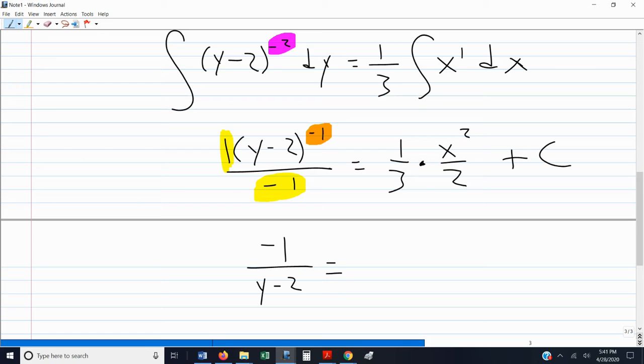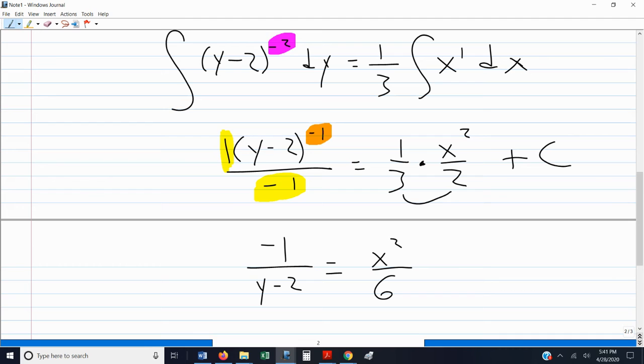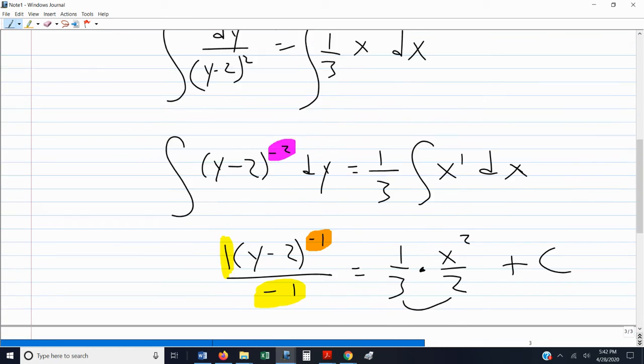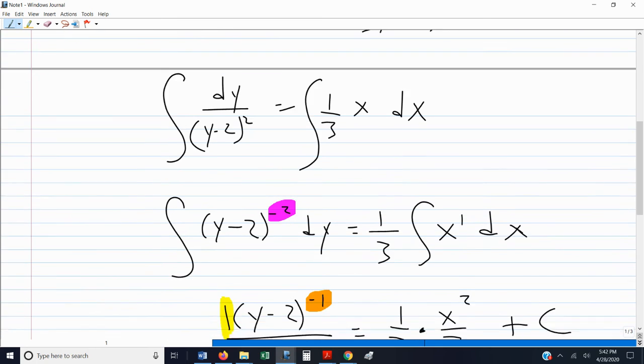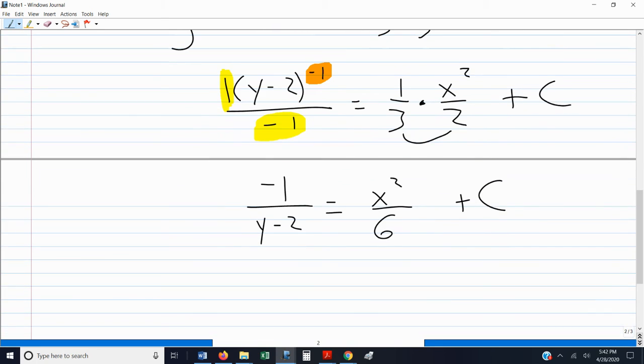But look at how much cleaner that looks than what we had written previously. And then on the right side, you have x squared, and then that denominator is going to become 6 because you're doing 3 times 2. Okay, so the antiderivative is now very cleaned up. And try and think about the thing that we do next. What we're going to do next is take our initial condition, f of 1 equals 0.